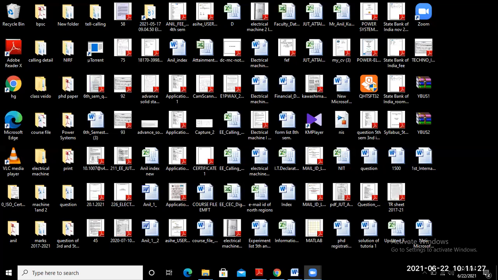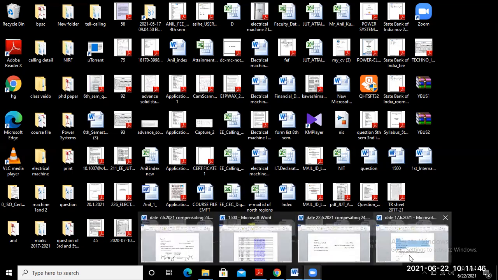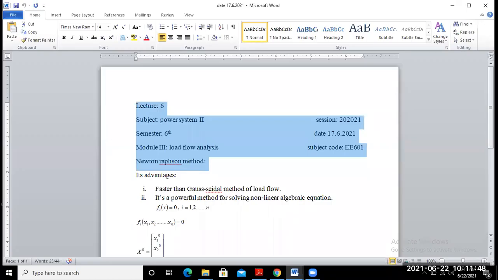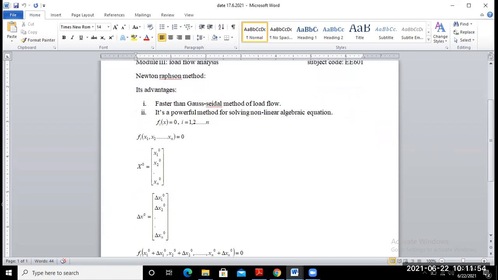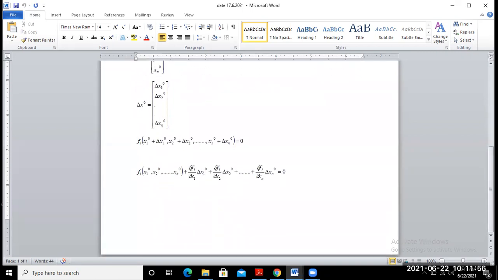For that, we explained up to the Jacobian matrix, that means J0. So let's continue our discussion from that point. We already explained up to this point.